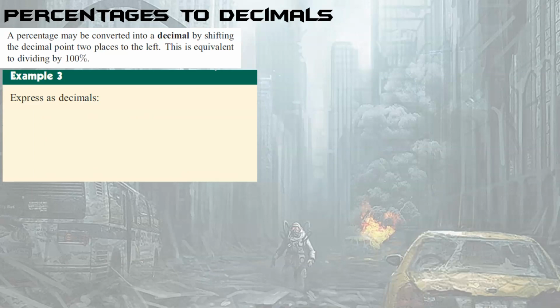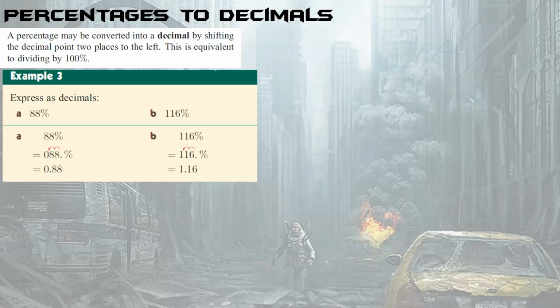If I want to convert a percentage into a decimal, I can just shift the decimal place 2 spots to the left. So remember when I went the other way, when I convert a decimal into a percentage, I shifted it to the right 2 places because I was multiplying by 100%. Now if I want to convert it to a decimal, I shift it left because I'm dividing by 100%. So an example here is 88%. Remember that would be 88.0. So I shift the decimal place 2 because I'm dividing by 100. 88% is 0.88 as a decimal place. 116%, same thing, decimal places here. I go 1, 2, 1.16 is my decimal place.